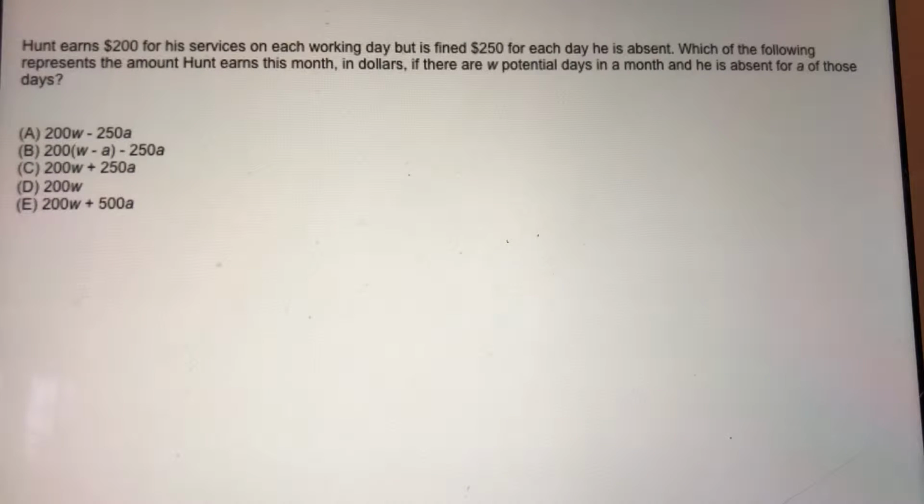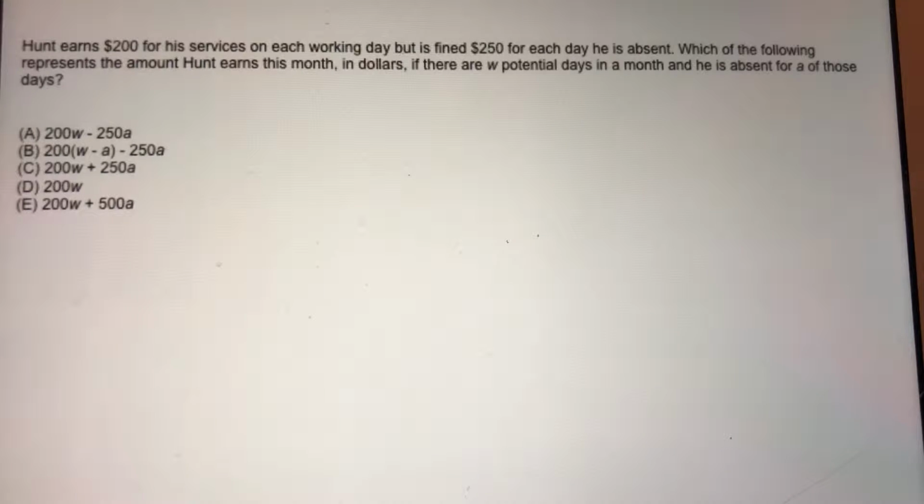So we've got: Hunt earns $200 for his services on each working day, but is fined $250 for each day he's absent. Which of the following represents the amount Hunt earns each month in dollars if there are W potential days in a month and he's absent for A of those days?